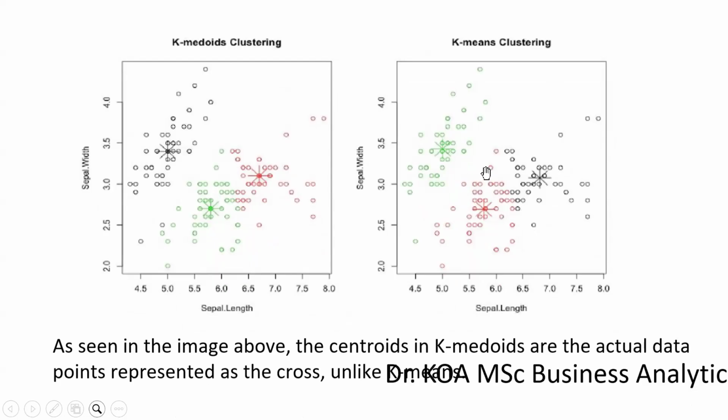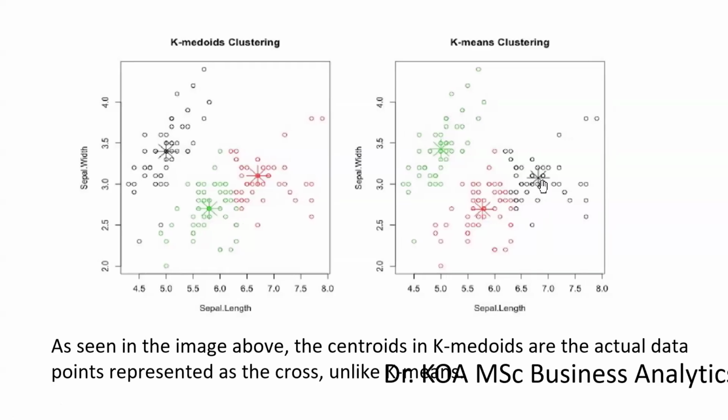But when you look at the k-means, that star, that X thing, it may or may not be a data point. For example, if you look at this one, it's not on a data point. If you look at this one, it's away from a data point. And if you look at this one, there's no data point at the center there. So k-medoids is actually using the data points to do the work.